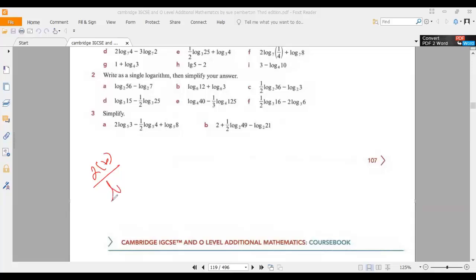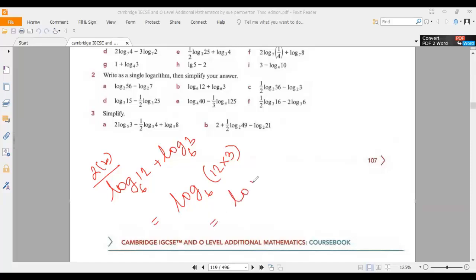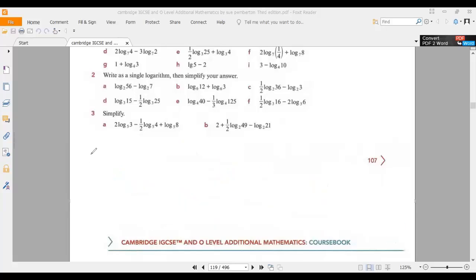Now 2b says log base 6 of 12 plus log base 6 of 3. Since both bases are the same, we can write 12 multiplied by 3. 12 threes are 36, so log base 6 of 36. Instead of 36, we can write 6 squared. Then we put 2 at first: 2 multiplied by log base 6 of 6, and log base 6 of 6 is 1. So 2 multiplied by 1 will be 2. Simple.